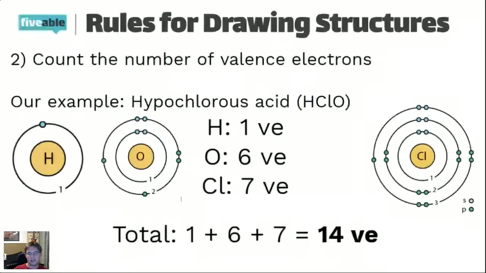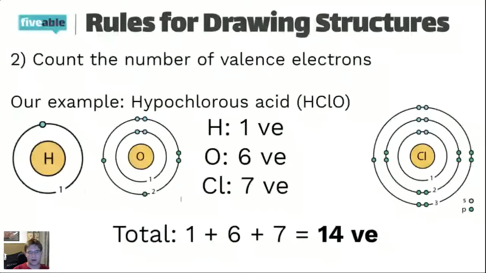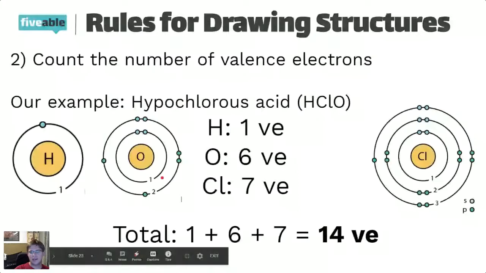All right, so our second step when we're doing a Lewis dot structure problem is we want to count the number of valence electrons, right? Valence electrons, as you recall, are electrons in the outer shell of an atom. It's just the outer shell. We don't care about the inner shells. So for hypochlorous acid, we have 1 hydrogen, 1 oxygen, and 1 chlorine, meaning we add 1 for the valence electron in hydrogen, 6 for the 6 valence electrons in oxygen, and then 7 for the 7 valence electrons in chlorine.